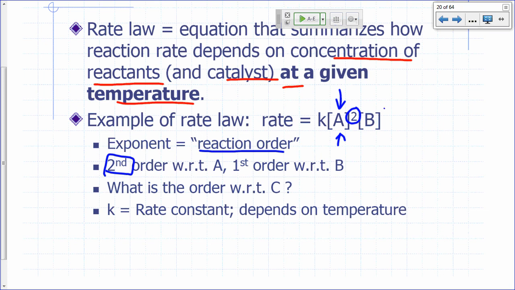So, the exponent here for B is implied to be 1, so we say this reaction is first order with respect to B. So WRT means with respect to, okay? What's the order of this reaction with respect to C?